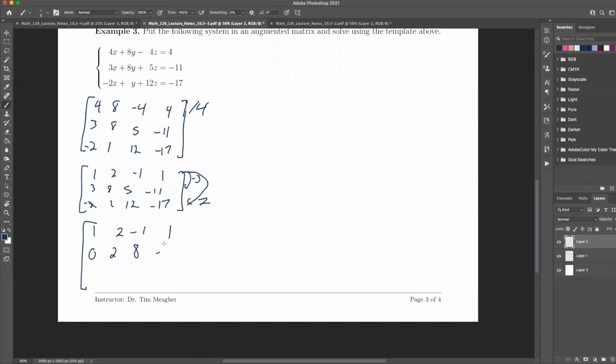Here we'll have 2 of this, so that'll be 0 by design. So 4 plus 1 gives us 5. -2 plus 12 gives us 10. And then we'll have -17 plus 2 gives me -15.